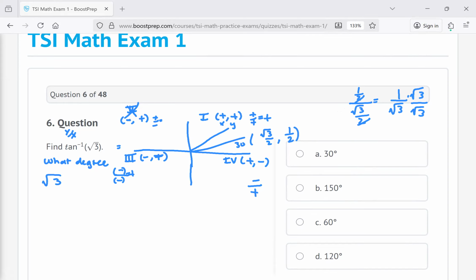So what about 60 degrees? So 60 degrees has an x coordinate of 1/2 and a y coordinate of radical 3 over 2, right? So let's figure that out. Tangent is y over x, so it's radical 3 over 2 divided by 1/2. As you can see, the 2's cancel, and then you're left with square root of 3. That's the one. So our answer is going to be 60 degrees.